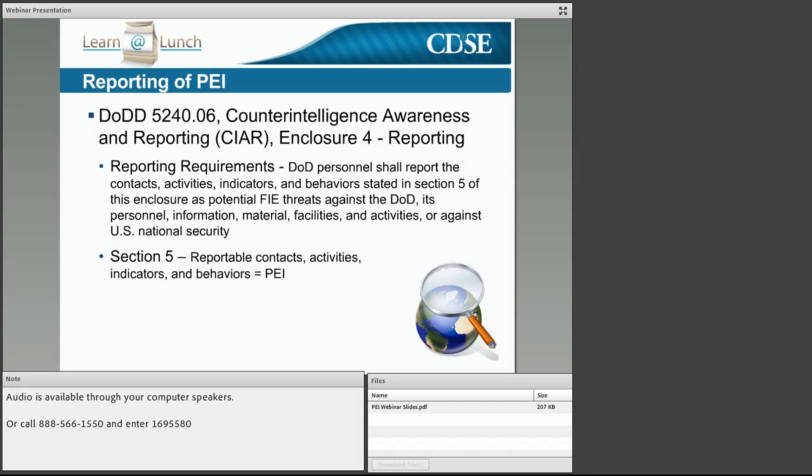This instruction also applies to DoD civilians and military personnel and contractors, as the requirements of the directive will be incorporated into DoD contracts as appropriate and made applicable to those contracts. Next slide, please.